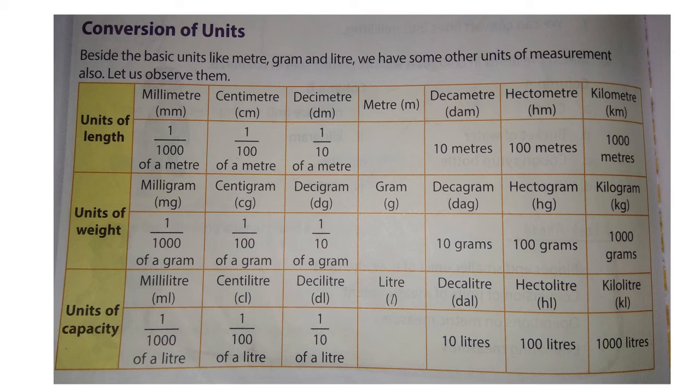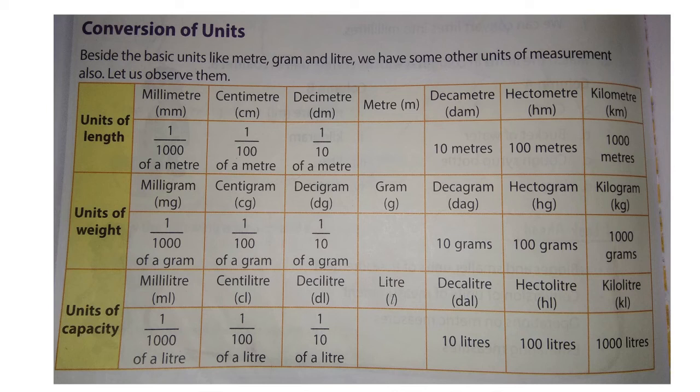In the same way, if you go for units of weight, 1 milligram is equal to 1 by 1000 of a gram. 1 centigram is equal to 1 by 100 of a gram. Then 1 decigram will be 1 by 10 of a gram. And decagram is 10 grams. 1 hectogram is 100 grams. 1 kilogram is 1000 grams.